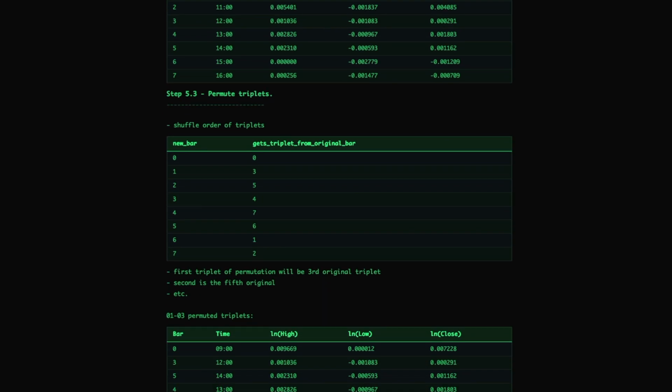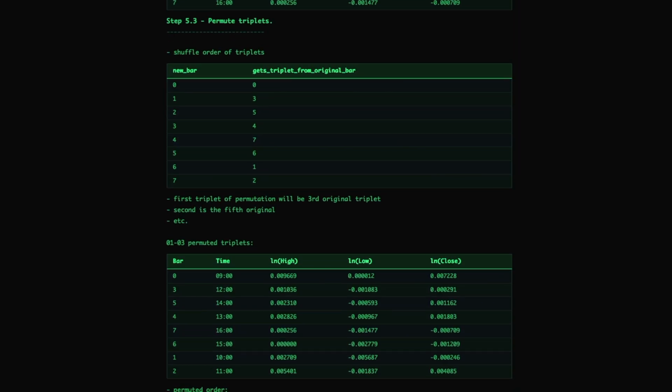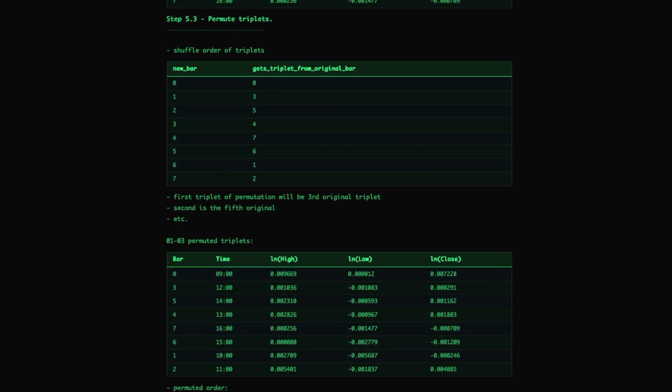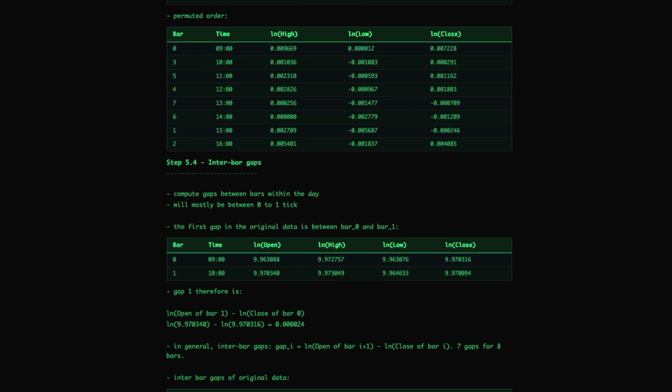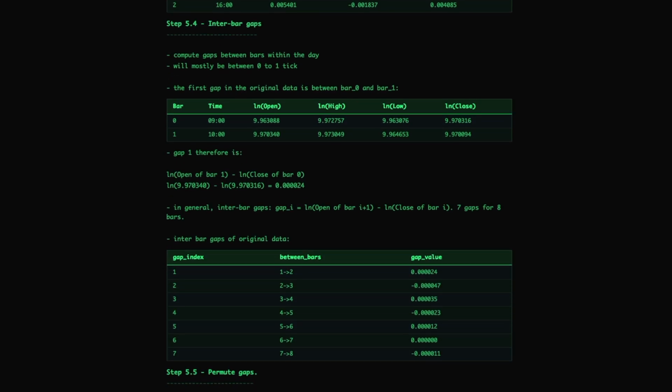Our new day looks like this. Step 5.4 is interbar gaps. Next, we compute the interbar gaps within the day. The first gap in the original data is between bar 0 and bar 1. Gap 1 therefore is the natural log of bar 1 open minus the natural log of bar 0 close. That gives 0.000024. Here's the list of interbar gaps for the original data in log space.